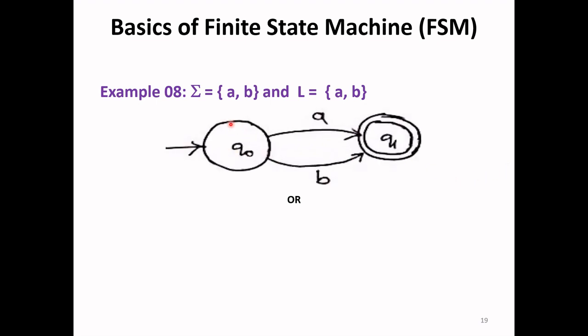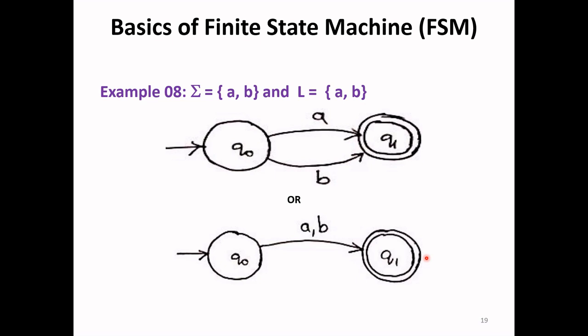It is very simple. From the initial state, one compulsory transition on A, with A reaching the final state, or from the initial state, one compulsory transition on B to state Q1, which is the final state. This can also be represented as one single transition having a comma in between. This is equivalent to this finite state machine, either A or B. So both these finite state machines are equivalent.